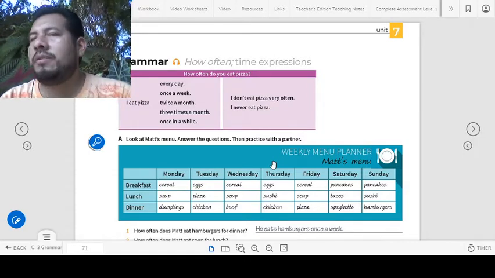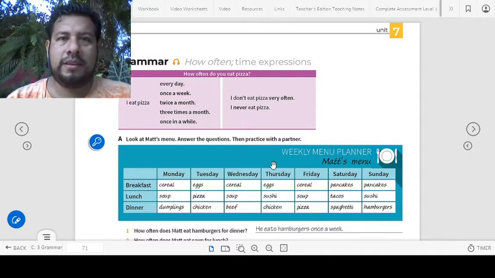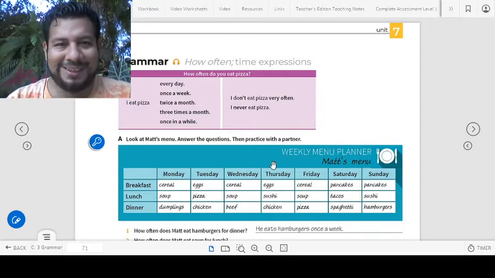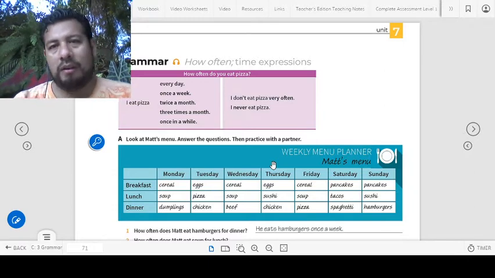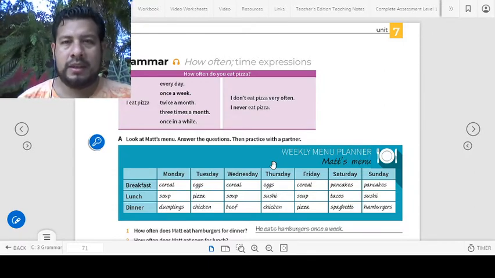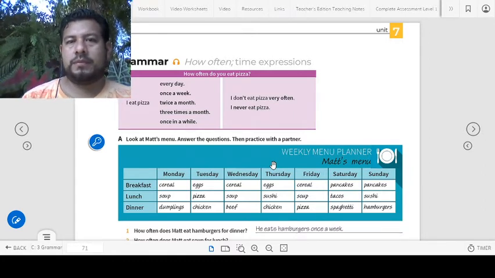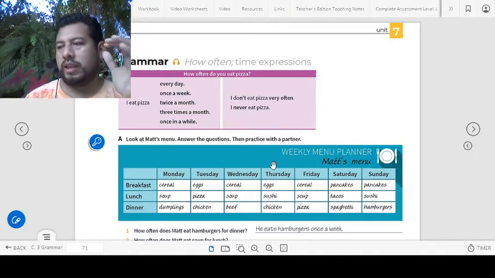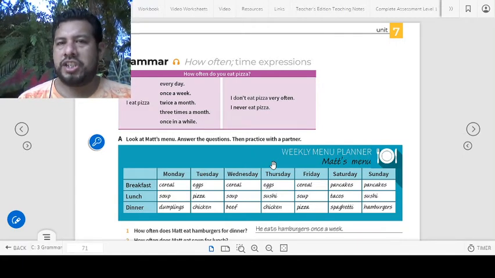qué tan seguido lees un libro, qué tan seguido escuchas música en inglés, qué tan seguido tienes clase de inglés, qué tan seguido te aíslas en tu casa varios meses por un virus, ¿no? Okay. Lo que quieras. How often do you, how often do you. Si quieres preguntar por una tercera persona, how often does she, how often does he. Tengo aquí una amiga y le pregunto al otro, oye, how often does she study English?